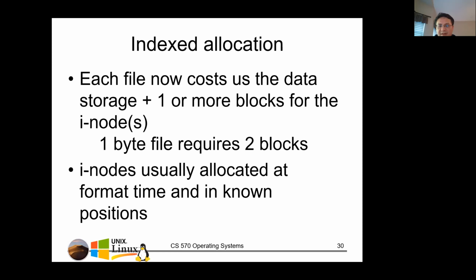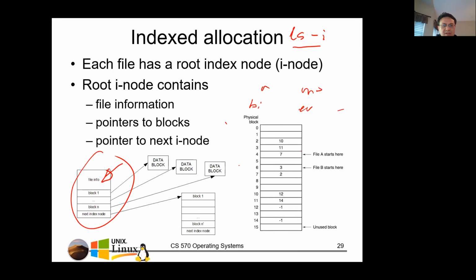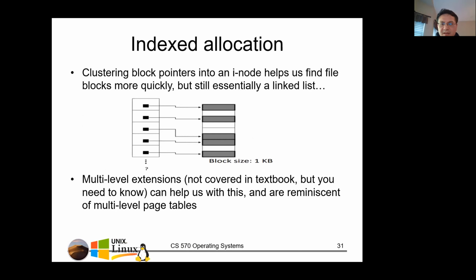Again, NTFS uses a similar kind of scheme. Now we talk about how this could be a hierarchical data structure. But when people came up with this scheme initially, it wasn't hierarchical. If it wasn't hierarchical, then your inode could also become very large.